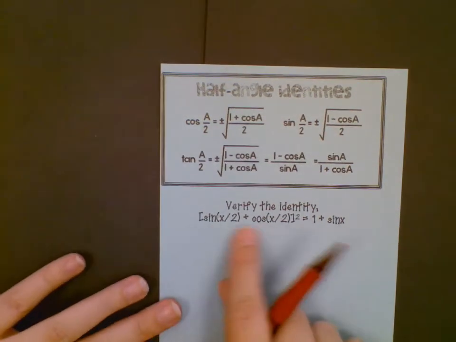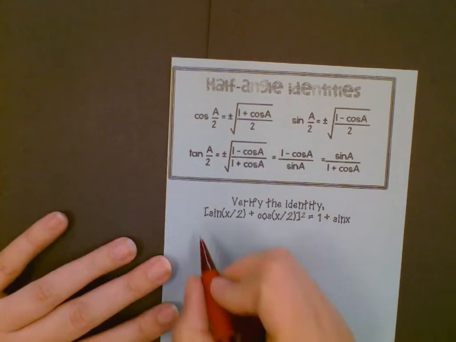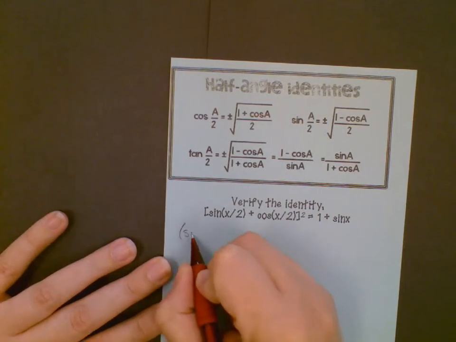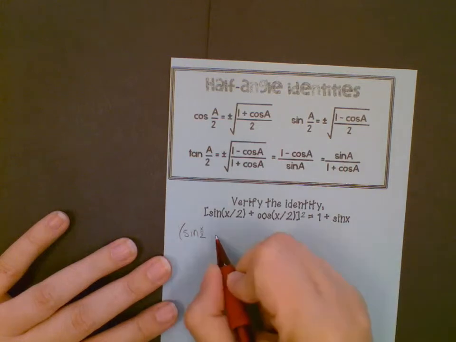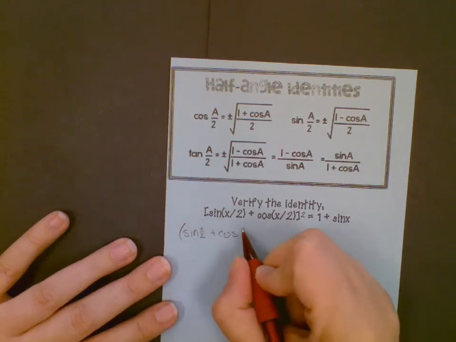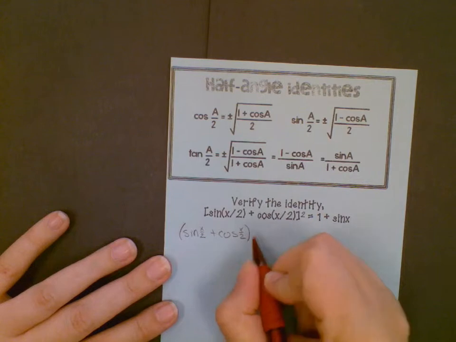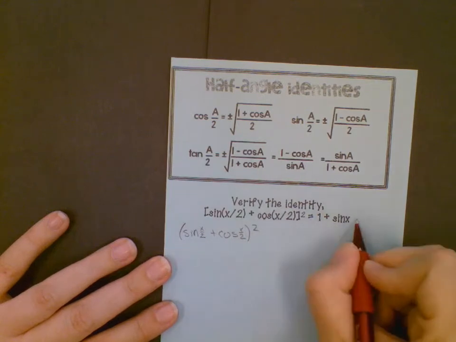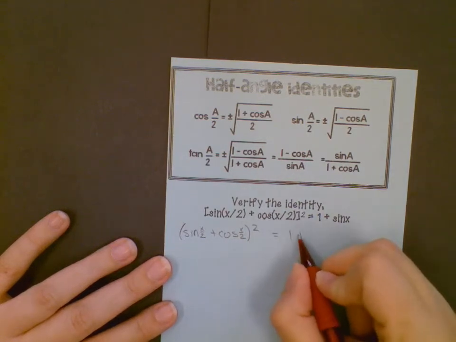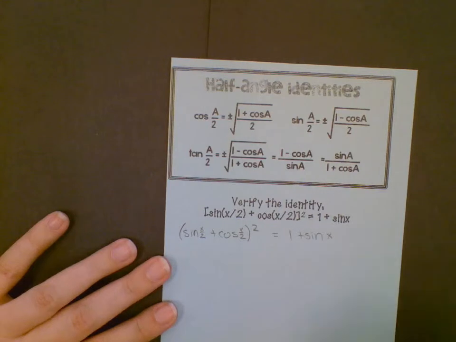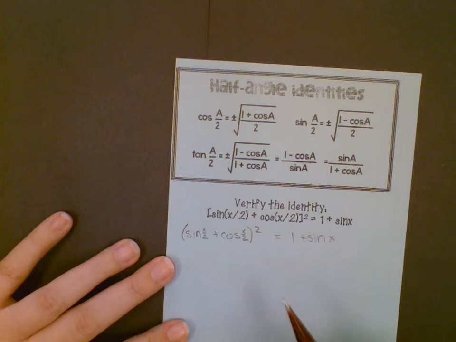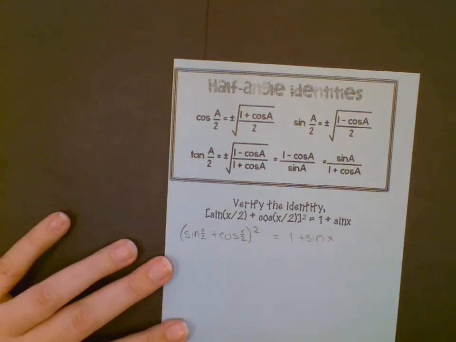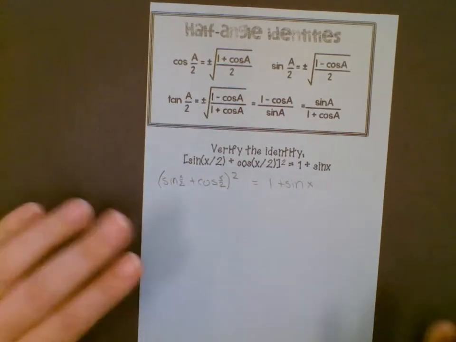But first I'm going to rewrite this so you understand it a little bit better. This really says sine of x over 2 plus cosine of x over 2, squared, equals 1 plus sine x. For this one, I hope you're looking at it and thinking that you should FOIL this, because that's what we're going to do. So we're going to start out by FOILing.